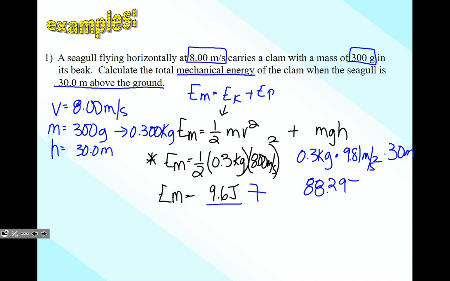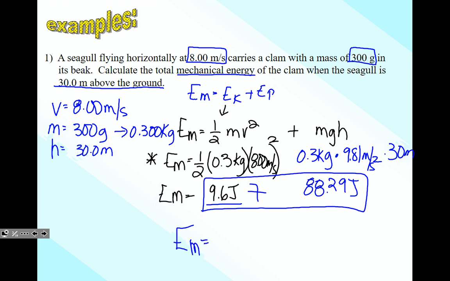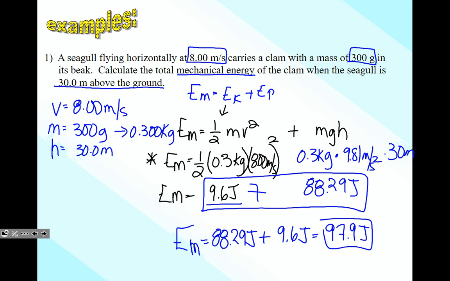88.29 joules. Now I'm adding these two. So my EM is going to equal 88.29 joules plus 9.6 joules, so it doesn't matter which goes first, which is equal to 97.9 joules. And that's our answer, kiddos.